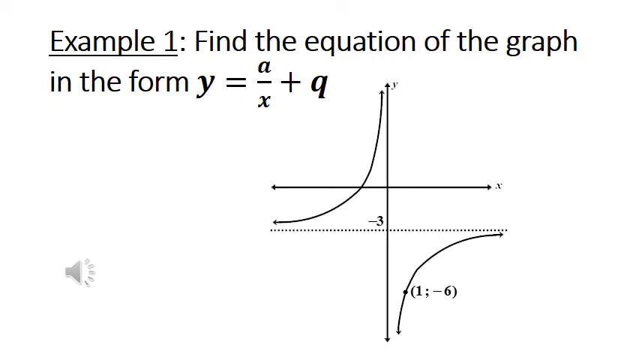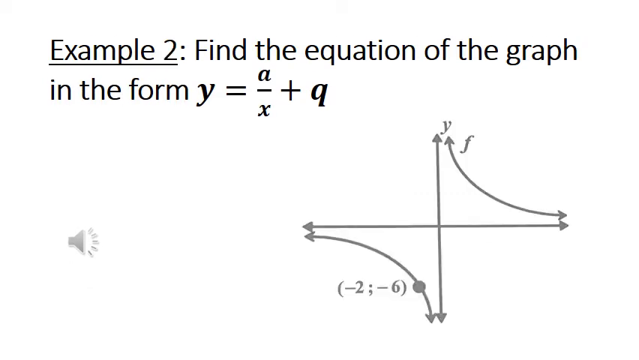We are going to do two examples together. This first one you can find in your textbook, and the first thing you should notice is your horizontal dotted line, called your asymptote, is at -3, and the second thing you should notice is that you have a coordinate which is (1, -6).